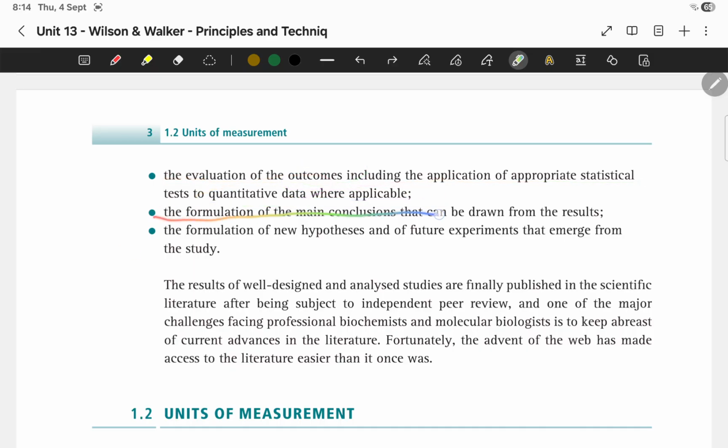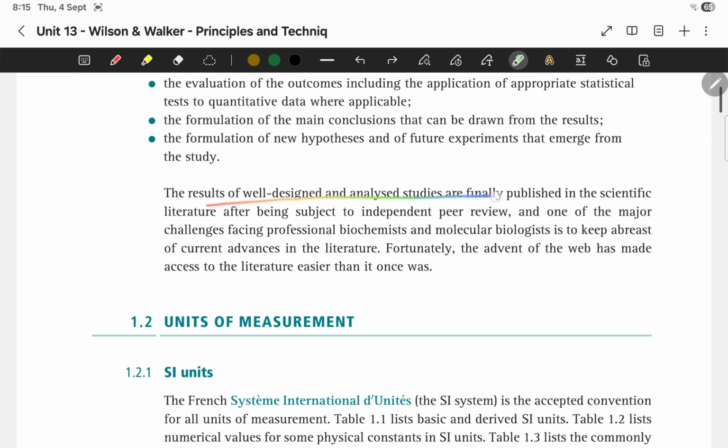The formulation of the main conclusion that can be drawn from the results. The formulation of new hypotheses for future experiments that emerged from the study. The results of the well-designed and analyzed studies are finally published in the scientific literature after being subject to independent peer review. And one of the major challenges facing professional biochemists and molecular biologists is to keep abreast of the current advances in the literature. That is so true. Fortunately, the advent of the web has made access to the literature easier than it once was.